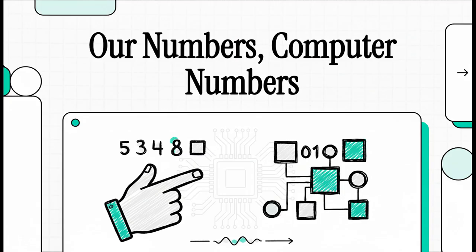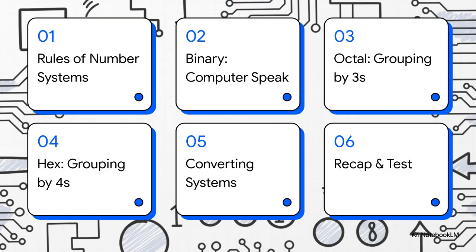Ready? Let's dive in. Okay, so here's our roadmap for today. We're going to start with the basics, the rules of the game, using the numbers we see all the time. Then we'll jump straight into binary. That's how computers talk. After that, we'll check out octal and hexadecimal, and really, they're just clever shortcuts for us humans. And to finish up, we'll tackle how to convert between all these systems, which is a super important skill, and then do a quick recap so it all sticks.